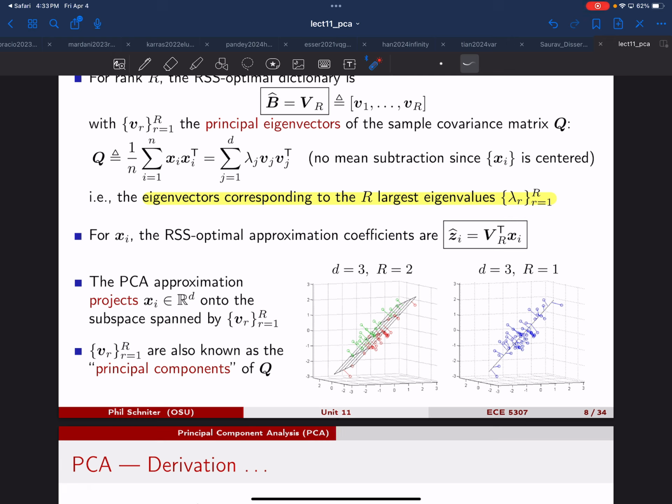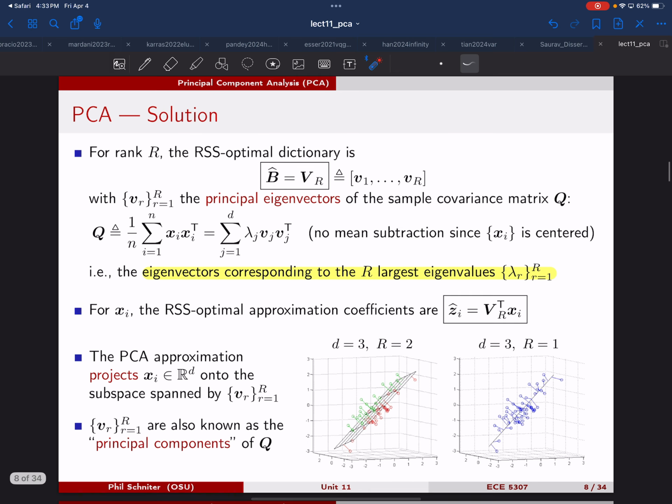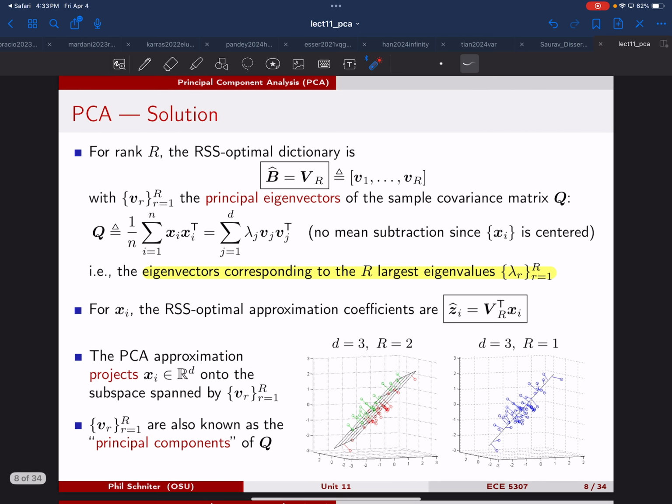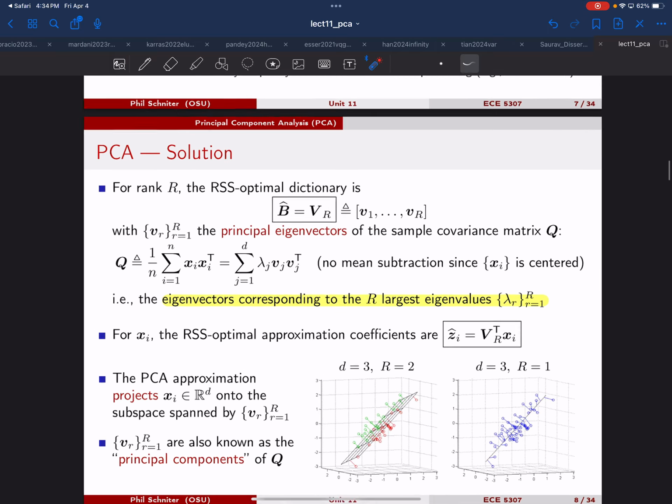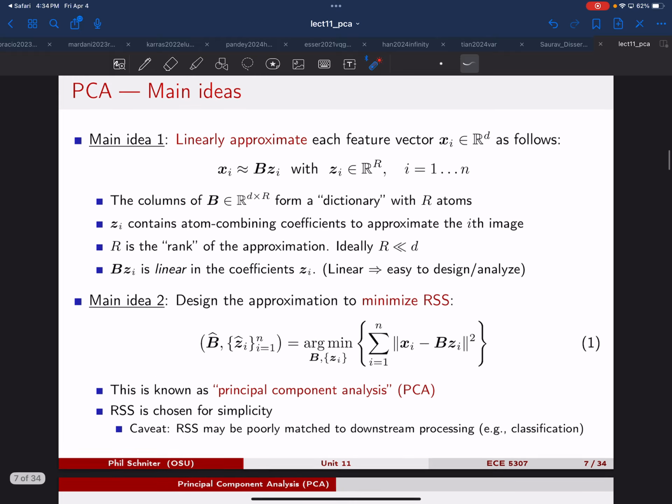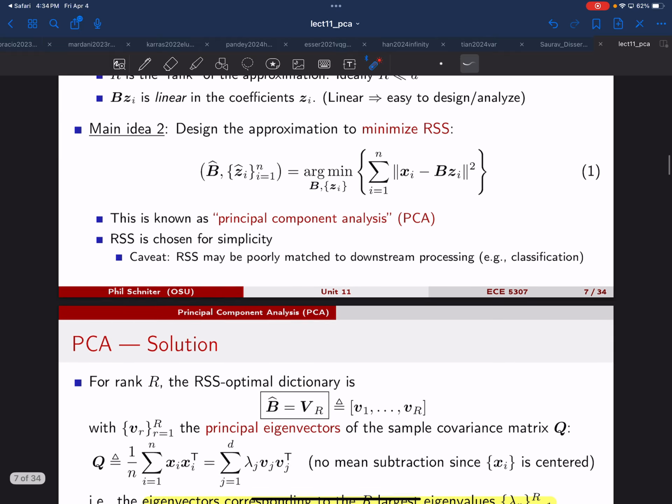And also, the meaning of the D and the R. Does D indicate the dimension of the data and R indicate the dimension of the same data in the feature space? Yeah, D is the raw feature dimension, and then R is the dimension of our approximation. So in this case, I have R equals 2, and in this case, I have R equals 1. Okay. Excellent. I think everyone is synchronized.